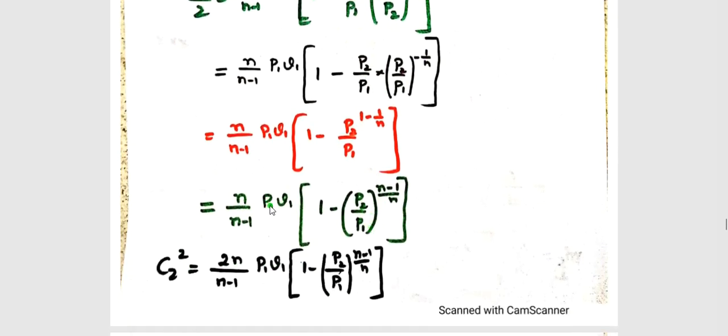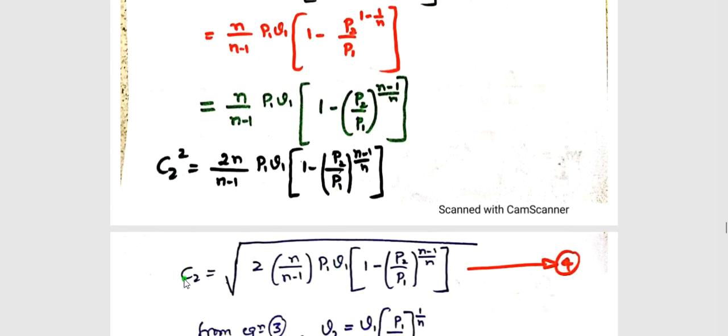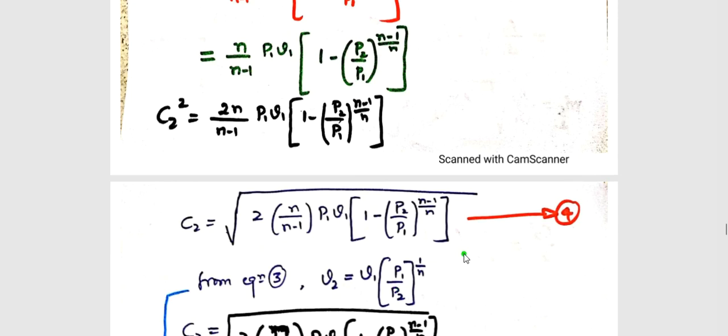Take the LCM. These three parameters are same. So 1 minus P2 by P1, take the LCM, which gives n minus 1 by n. On the left hand side, C2 square as it is. So the 2 divided, you send to the right hand side, it will become 2n by n minus 1. Here again the step is same. Now C2 is equal to, because in equation number 1, m depends on C2. So C2 is equal to the square root of the same equation I have written here. So I have called this equation number 4.